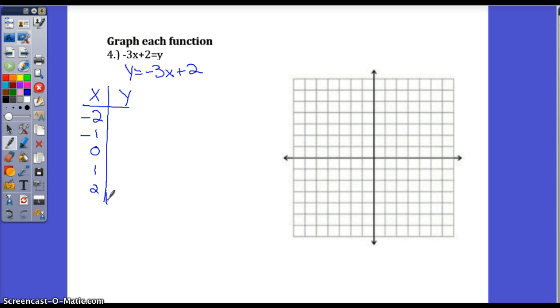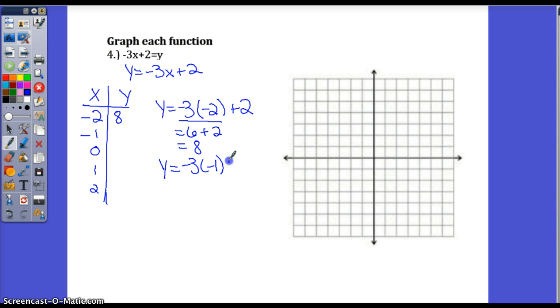Now let's show our substitution, plugging it in. So we have y equals negative 3 in parentheses times negative 2 plus 2. Negative 3 times negative 2 is positive 6 plus 2 equals positive 8. I'll put it in my chart. Let's substitute our next one in. y equals negative 3 times negative 1 in parentheses plus 2 equals negative 3 times negative 1 is 3 plus 2 equals 5. So negative 1, 5.